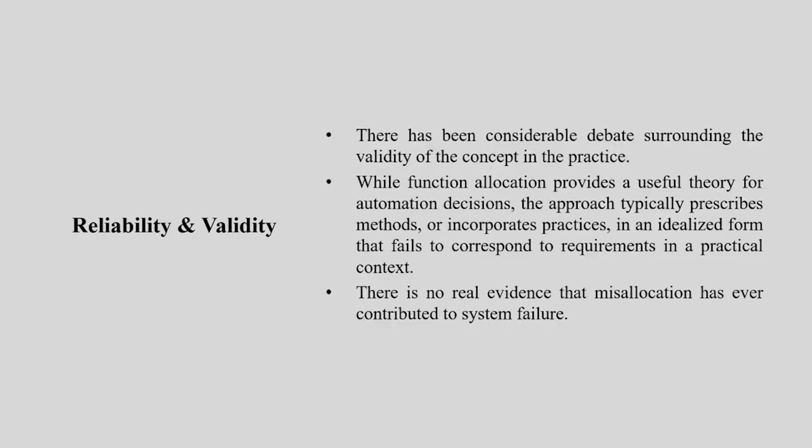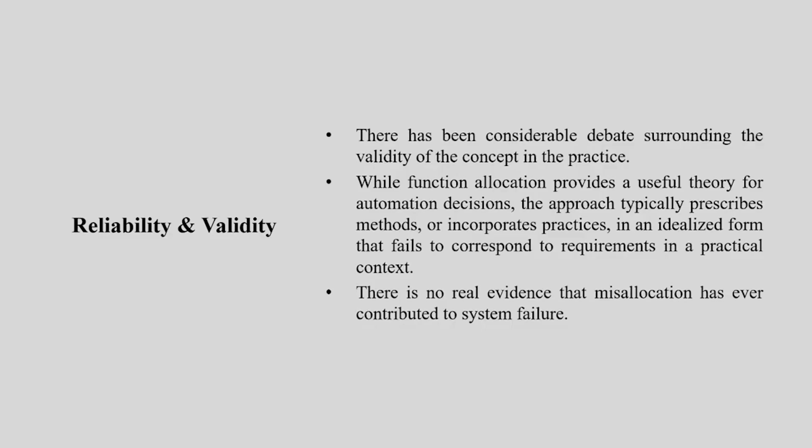Okay. So while function allocation provides a useful theory of automation decision, the approach typically prescribes that particular methods incorporate different practices in an idealized form, because we are actually idealizing. Okay, this is an ideal situation, in that case this is going to happen. But if you look at industry, it is not always an ideal situation, there are different changes happening continuously. Okay, so I really do not know which manpower is available the very next day, it may happen there is a drastic change. So how do we handle all those things?